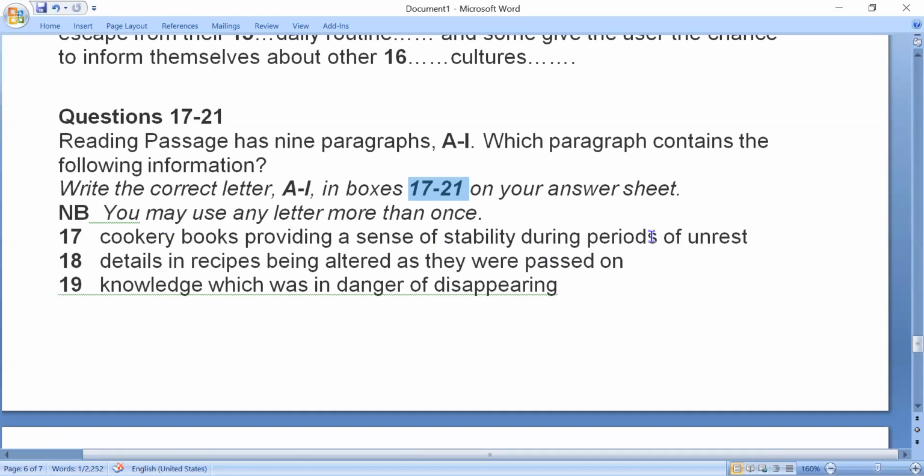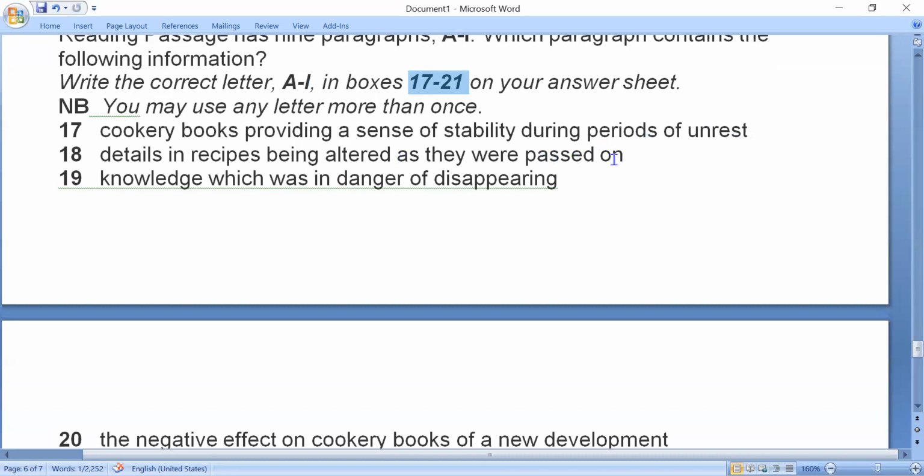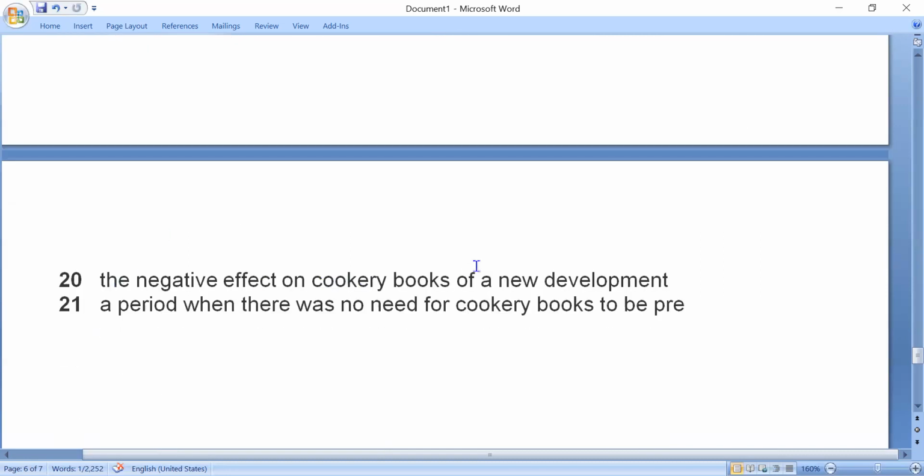Cookery books providing sense of stability during periods of unrest, details in recipes being altered as they are passed on, knowledge which was in danger of disappearing, the negative impact of cookery books of a new development, a period when there was no need for cookery books to be free. To be free. Okay, just a second, let me check the question once again. Maybe there is some other... Yes, I think so. To be precise.